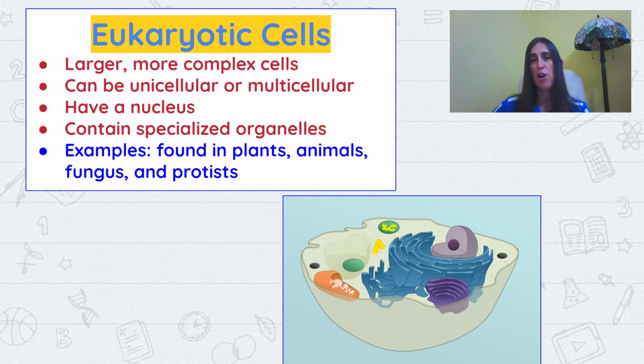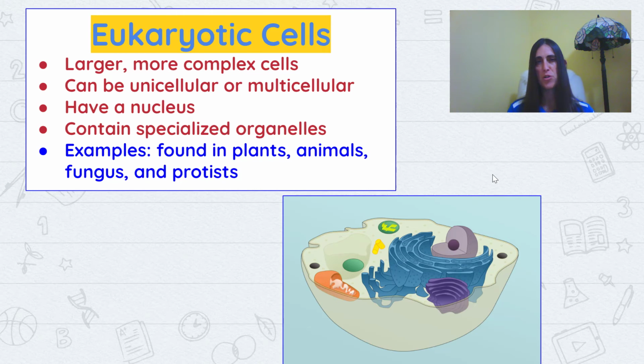Now let's look at eukaryotic cells. These cells are larger and more complex, and as you can see from the diagram, you're going to see a lot more. There's what they call organelles. These are, think of them as like organs for the cell, and they have special functions and features.